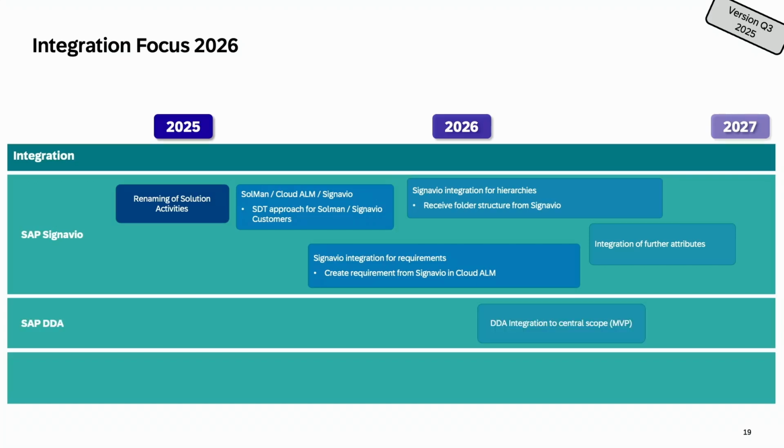Next topic, DDA integration. Of course, with the central scope, we change the integration to the DDA, bring it to a central place, and with an MVP here, we're already looking towards 2027 to have a more sophisticated integration than our Excel approach today.